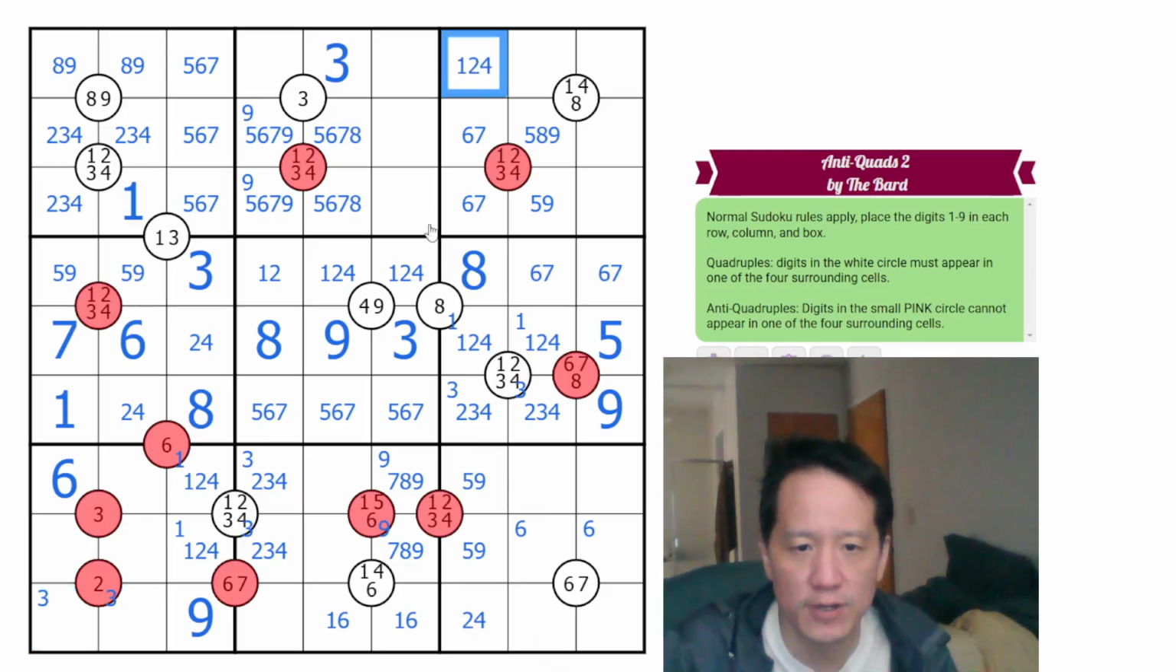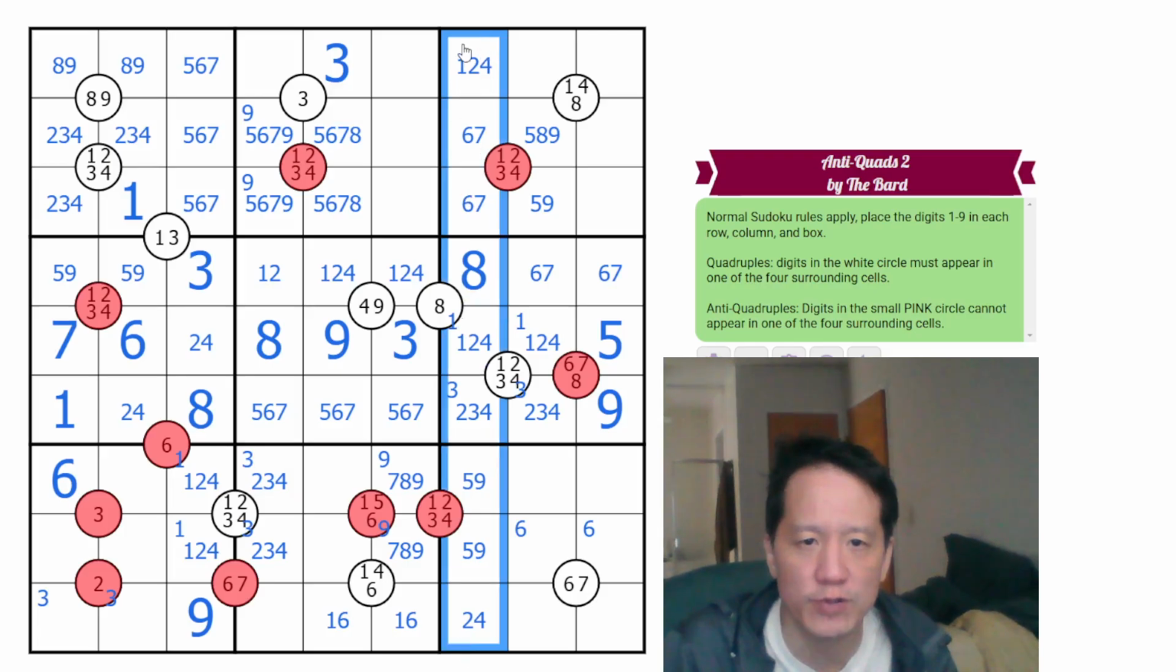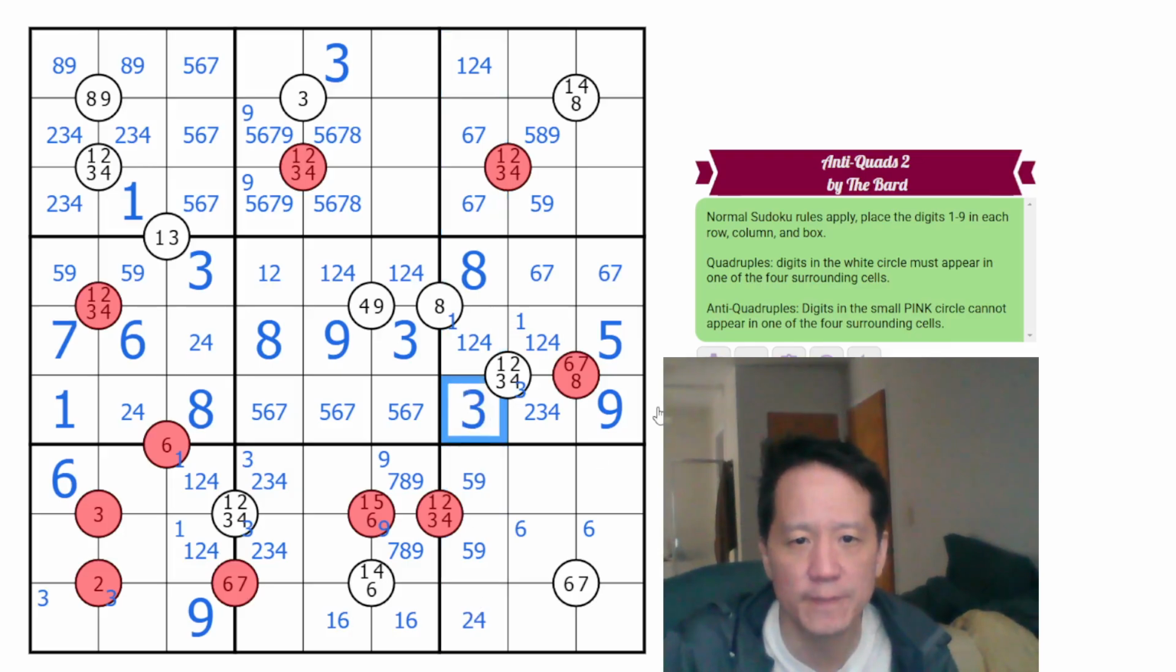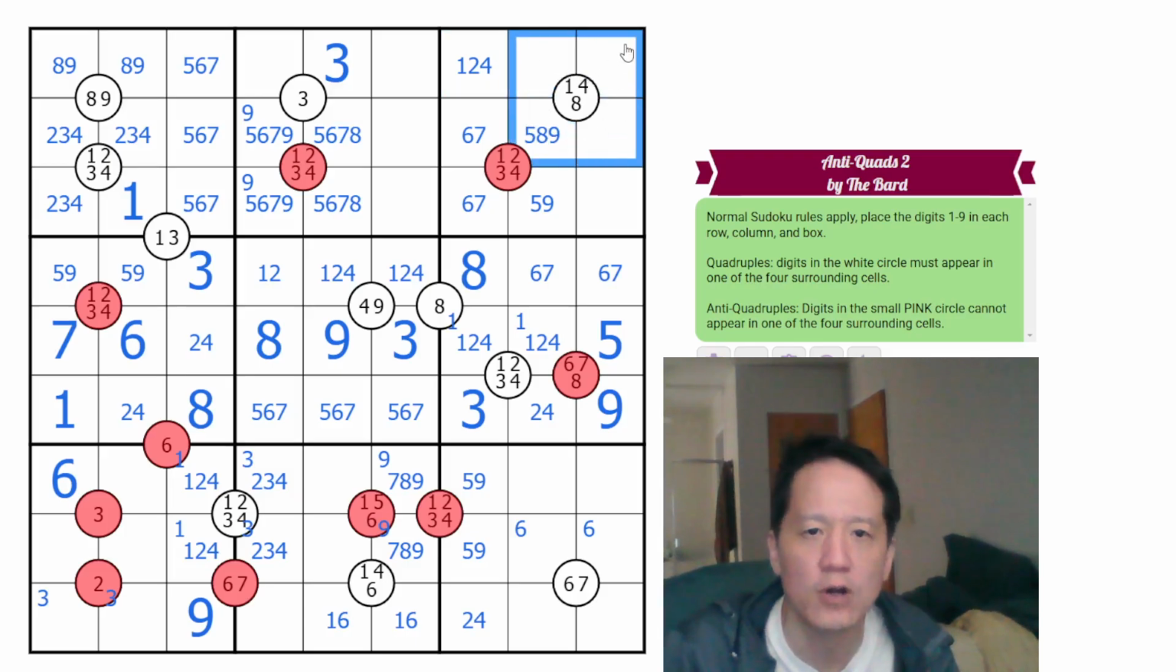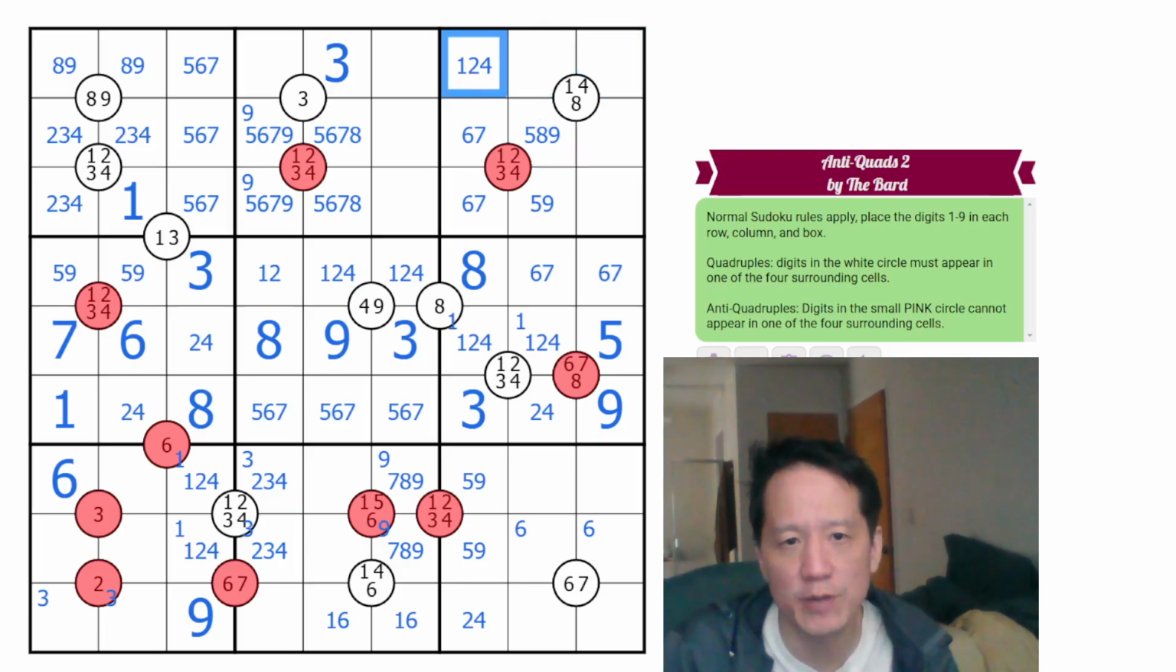This can't be 3. We now have a 1, 2, 4 triplet in column 7, which eliminates 1, 2, and 4 from the rest of the column. So therefore, this must be a 3. This can't be 3. This 1, 2, or 4, well, in this box, it says that there has to be a 1 or 4 around this quad. So this can no longer be 1 or 4, so that makes this a 2, which makes that a 4, which makes that 1.